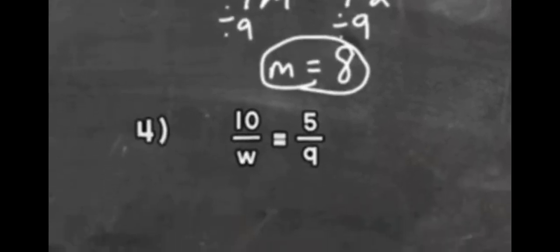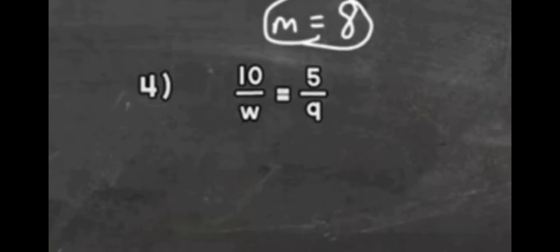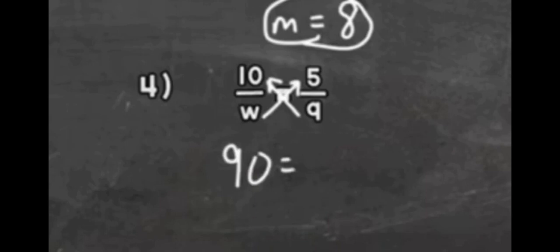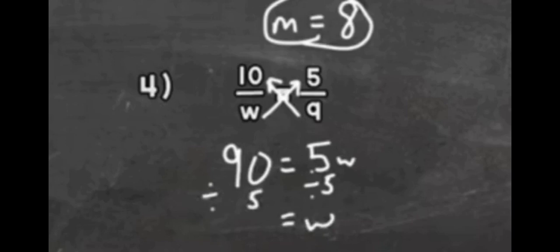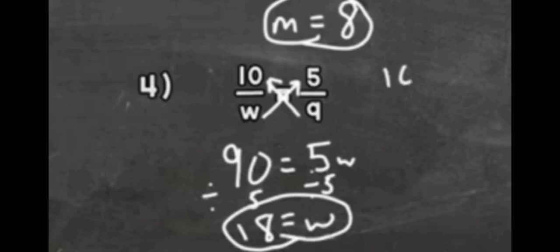And lastly, number 4, 10 over w equals 5 over 9. So draw out our cross multiplication. 9 times 10 is 90, and that equals 5 times w, or 5w. So we wrap up the problem. We need to isolate the w, divide both sides by 5, and we get w equals 18. Ten over 18 equals 5 over 9.